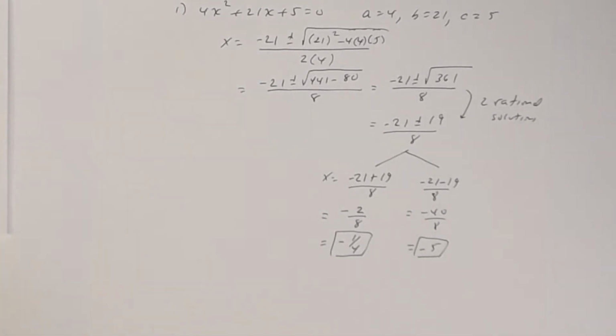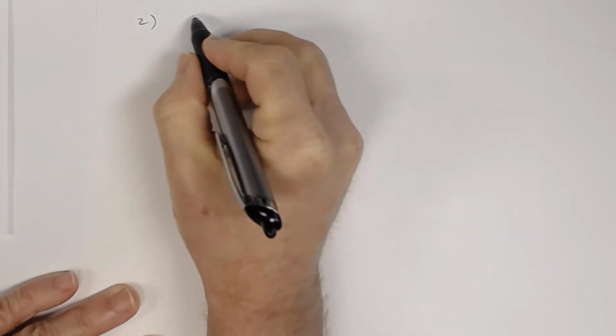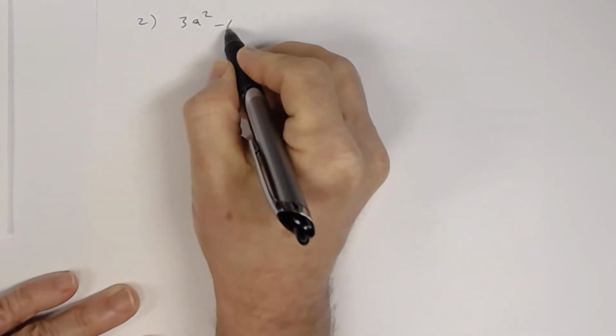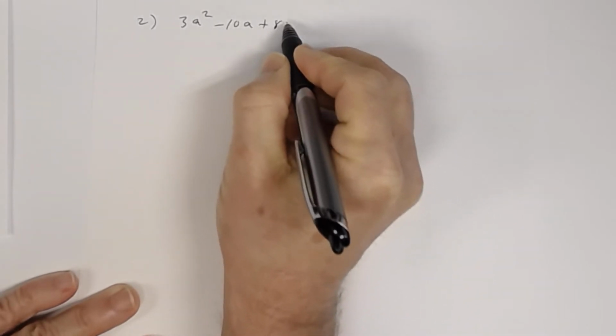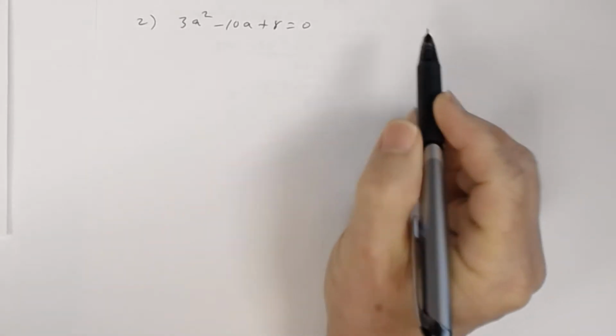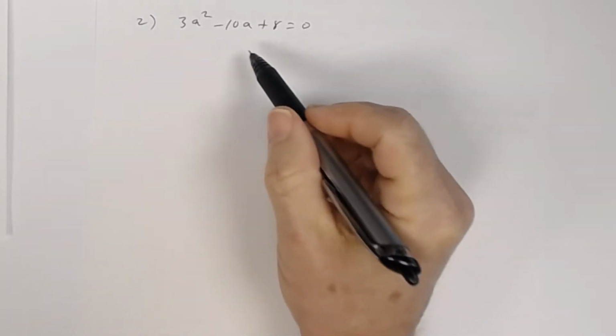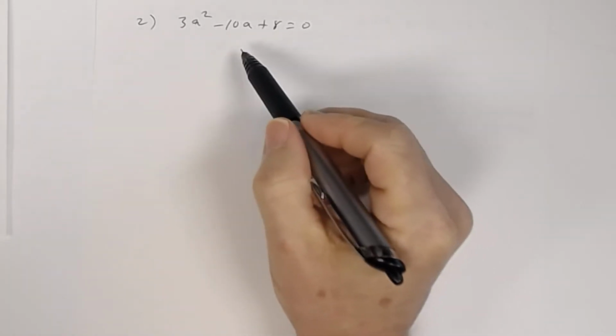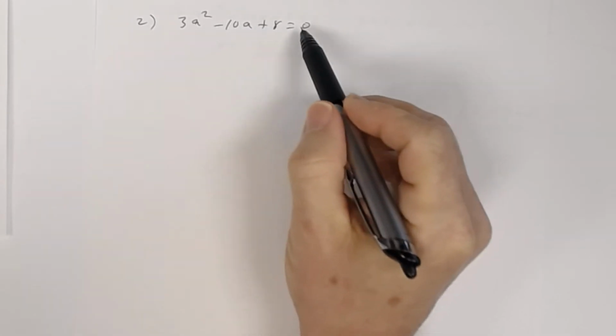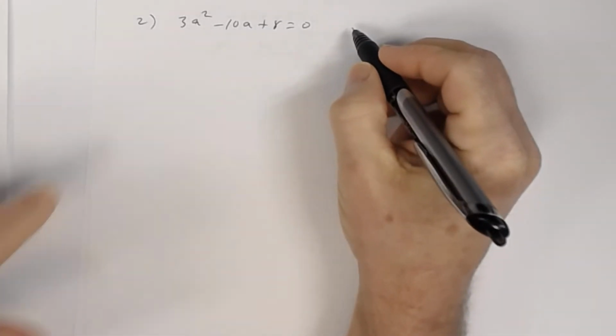So number 2, we have this quadratic equation: 3a squared minus 10a plus 8 equals 0. And again, you want to use the quadratic formula. First of all, notice it is in standard form. So I have all the terms on one side, 0 on the other. So right away I can denote a, b, and c.